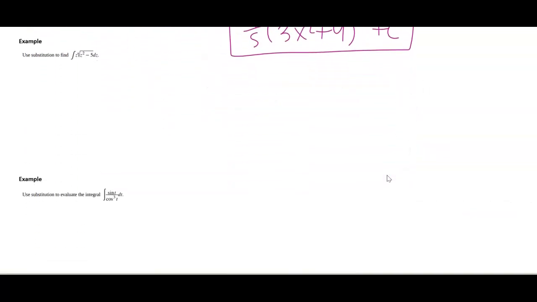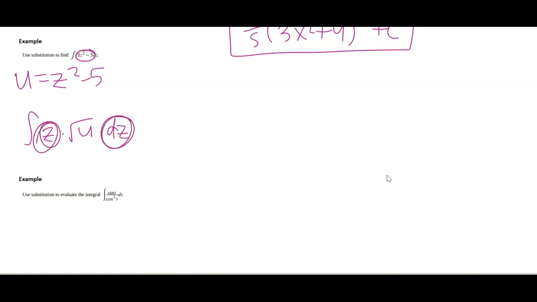All right, let's look at another example here. So use substitution to find this integral. Again, the thing that is going to be u is going to be our inside piece. So I'm going to let u be equal to z squared minus 5 because that's inside. And so if I do that, then I have the integral of z times the square root of u times dz. Well, I don't like these pieces here, right? I want those to be in terms of u.